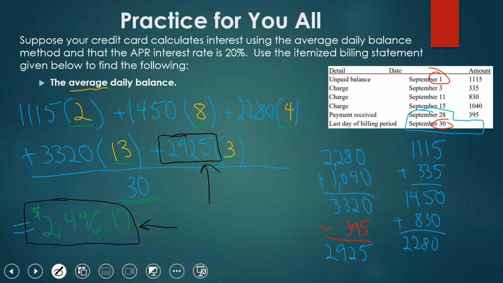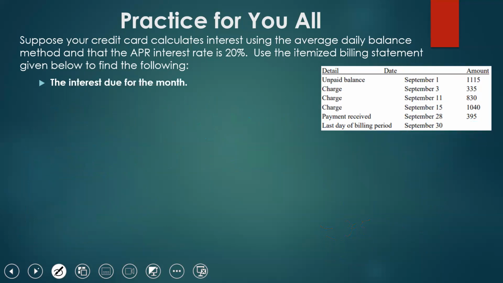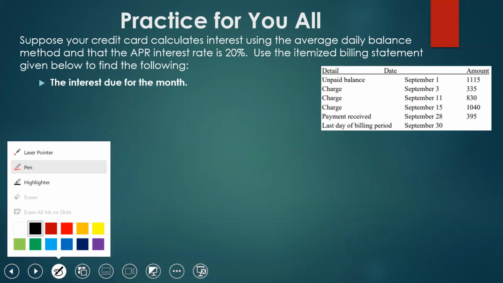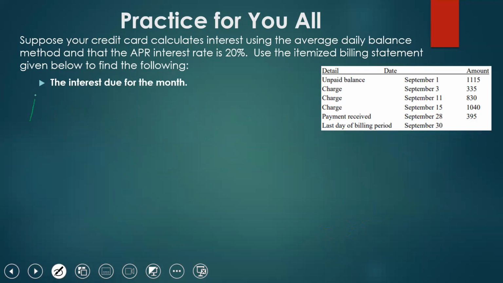So let's go ahead and look at how we do that. So to find the interest due for the month, we first of all need that number we're just looking at, the average daily balance. I'm going to shorthand that with ADB. So our average daily balance from the month is $2,496.17. We also need our monthly interest rate.